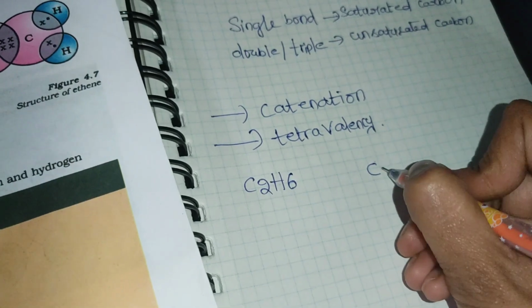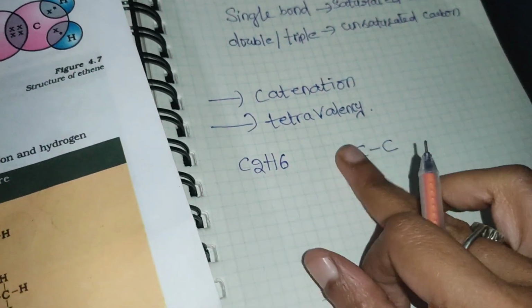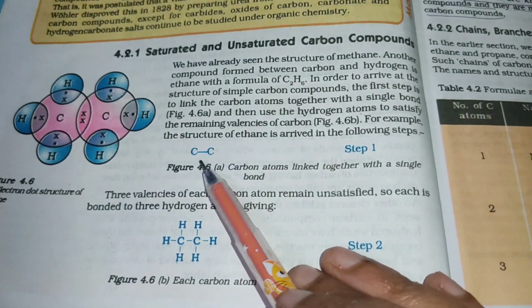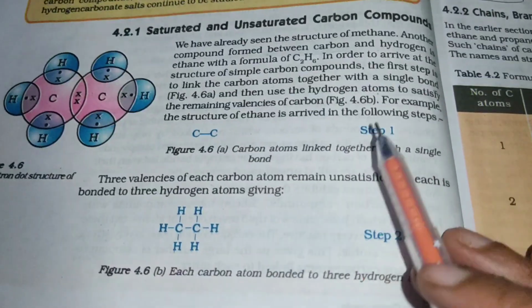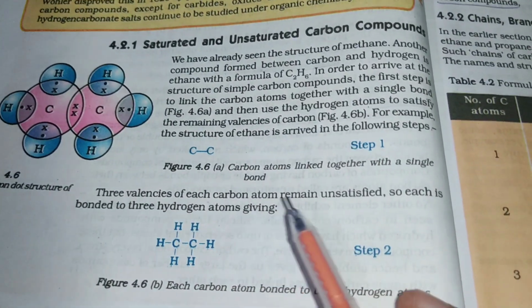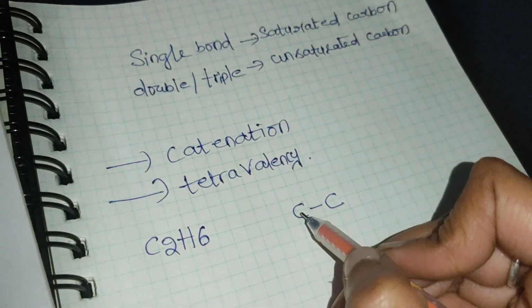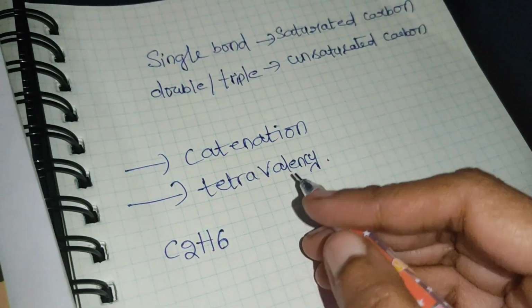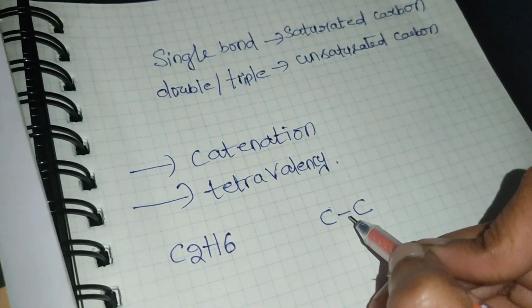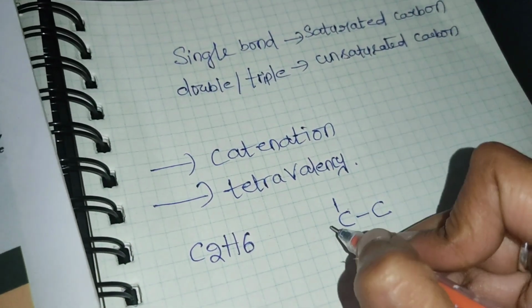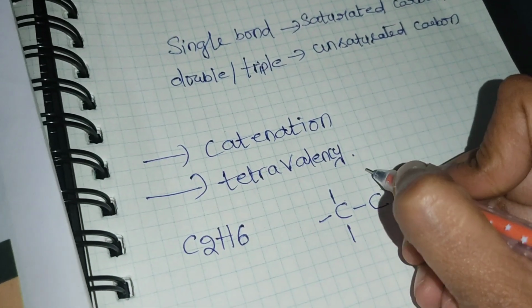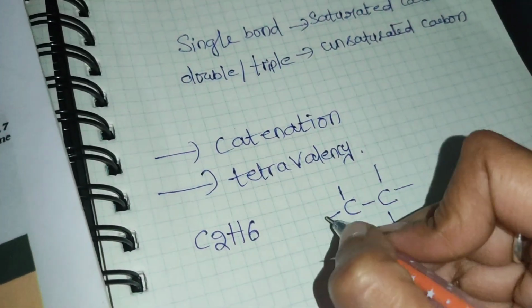The first step is to write 2 carbon atoms linked with a bond. Then the 3 valencies of each carbon atom remain unsatisfied. This carbon atom is tetravalent, meaning 4 bonds should form. Already 1 bond is formed between the carbons, and the other 3 bonds should be formed with hydrogen atoms.